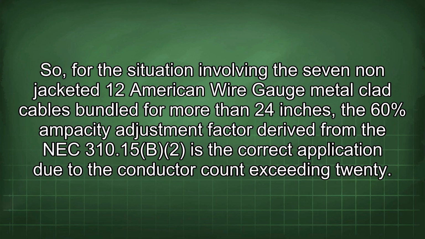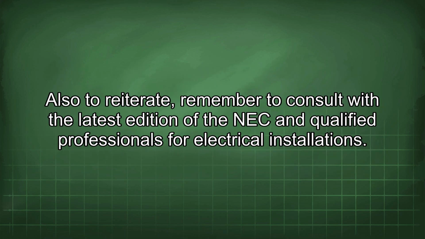For the situation involving the 7 non-jacketed 12 American wire gauge metal-clad cables bundled for more than 24 inches, the 60% ampacity adjustment factor derived from NEC 310.15(B) is the correct application due to the conductor count exceeding 20. Also, to reiterate, remember to consult with the latest edition of the NEC and qualified professionals for electrical installations.